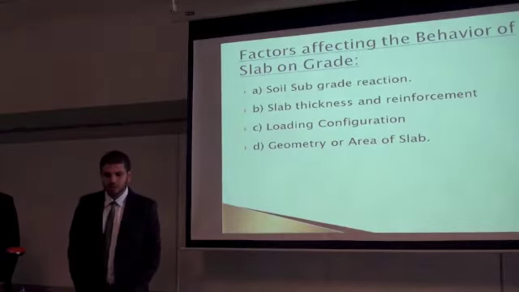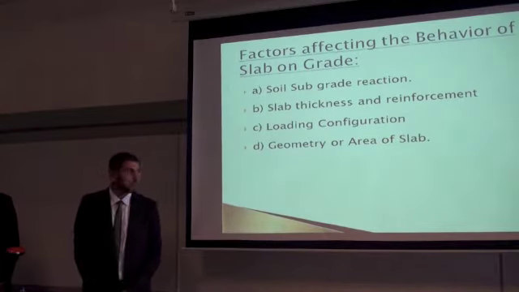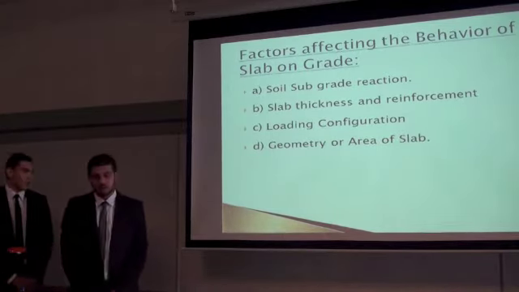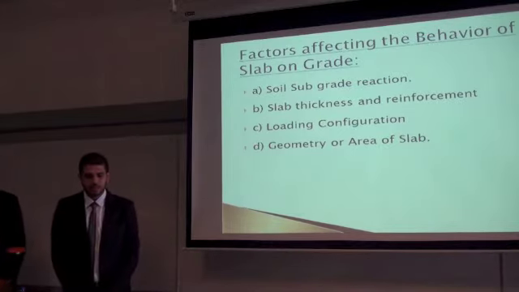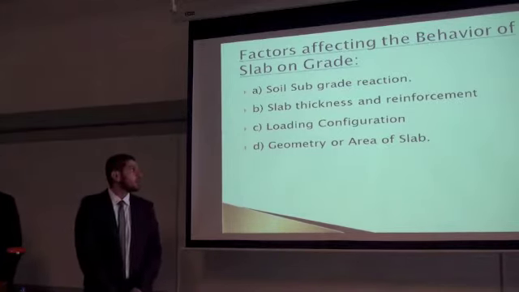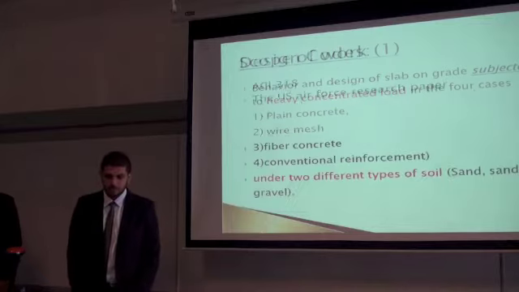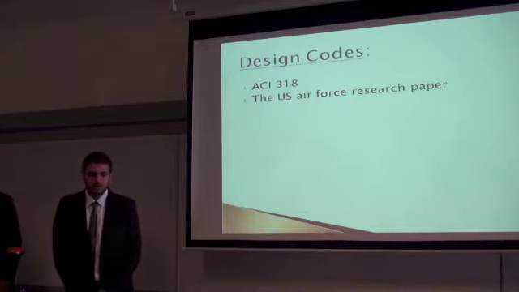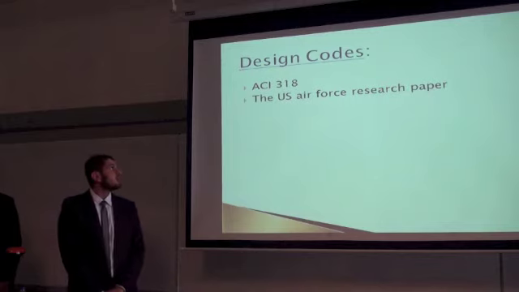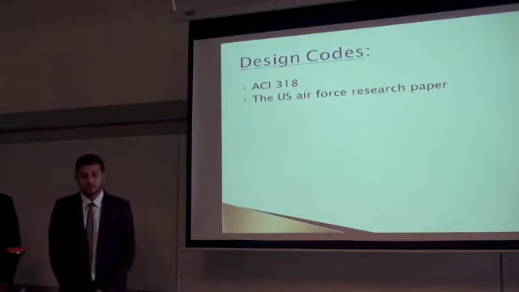There are four factors affecting the behavior of slab on grade: the soil subgrade reaction, the thickness and reinforcement of the slab, the load on the slab, and the geometry or area of the slab. After we get the results, we're going to compare them to the ACI and the US Air Force research paper.